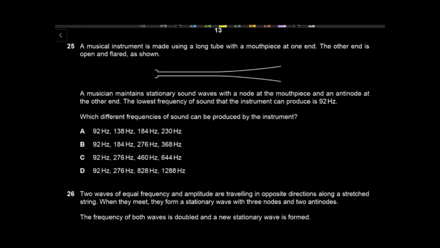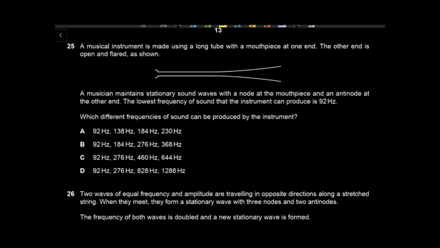A musical instrument is made using a long tube with a mouthpiece at one end. The other end is open and flared as shown. The musician maintains a stationary sound wave with a node at the mouthpiece and an antinode at the other end. The lowest frequency of sound that the instrument can produce is 92 Hz. Which different frequency of sound can be produced by the instrument?